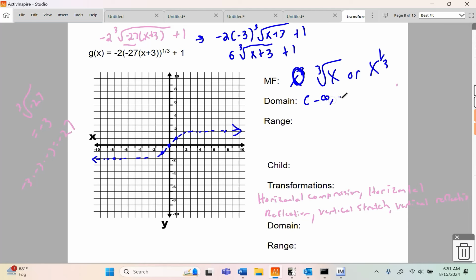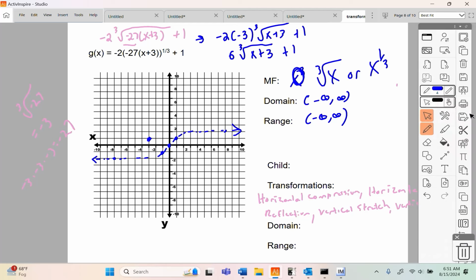Her domain and range are the same, negative infinity to positive infinity. That's been said dozens of times by now. You just ain't been paying attention. And now we'll graph the child. The child is going to go up 1 and left 3. Up 1 and left 3. Should put me about right there.